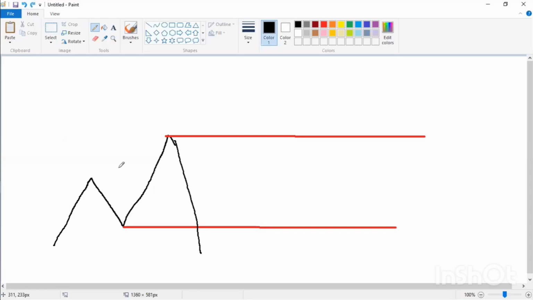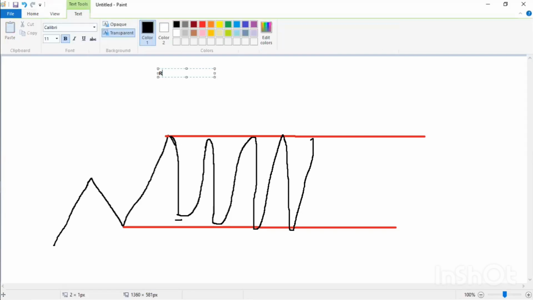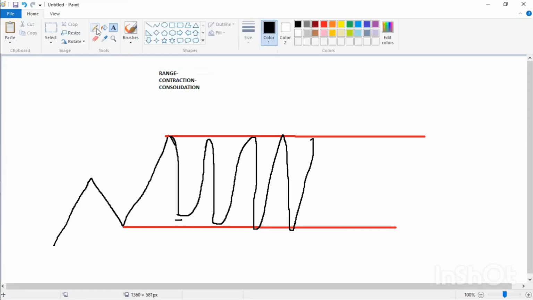Right. So what is a ranging market? Price makes a new high, comes down to make a higher low, then you buy here. But then price does not break market structure and does this. So now this is a range. This is a ranging market, sideways. That's a range. Or contraction, or consolidation. It means the same thing. All of this means the same thing.